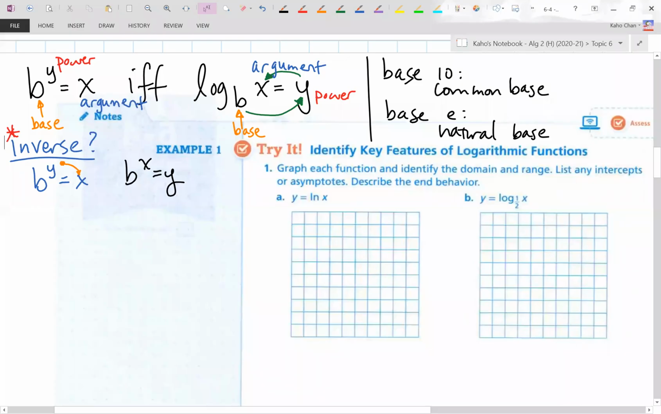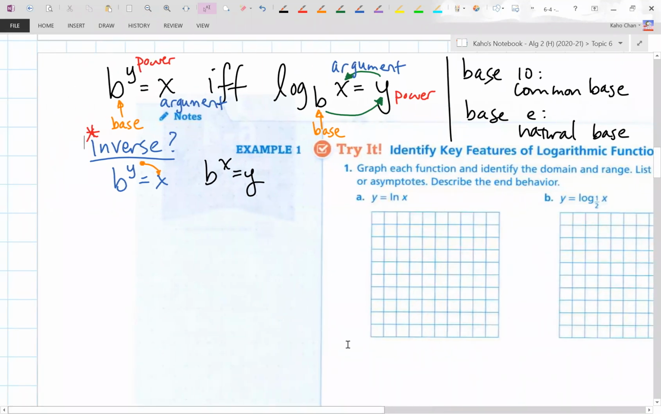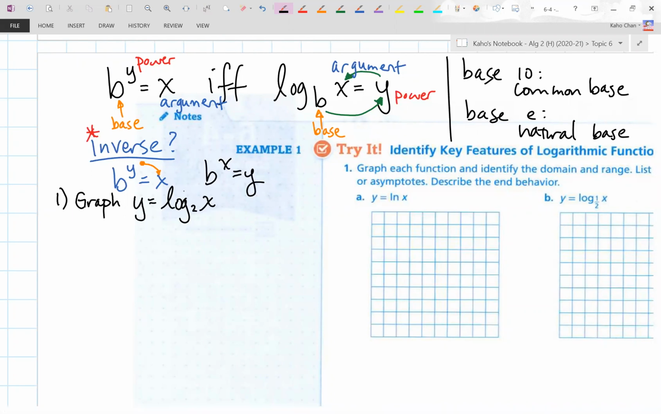Let me explain more. I'm going to actually add example 1 from the book first before we do the example 1 over here in the note taker. Here we go. Please bear with me. We'll call this 1. Graph y equals log base 2 of x. Now the majority of calculators are base 10 and base e. We do not have a base 2. So here, to graph it, we have to go in a roundabout way of doing this.